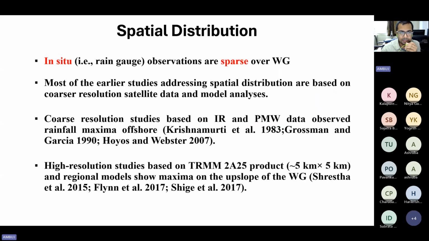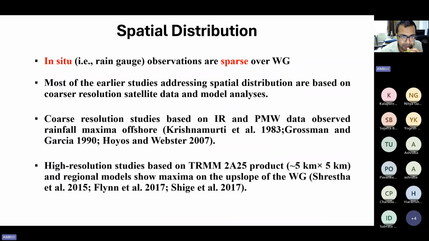However, the spatial distribution of rainfall over this region at high resolution is not available, as most of the area is forest covered and therefore not accessible. Rain gauge coverage of the region is sparse. And therefore, only satellite based observations and model simulations are available over this region.